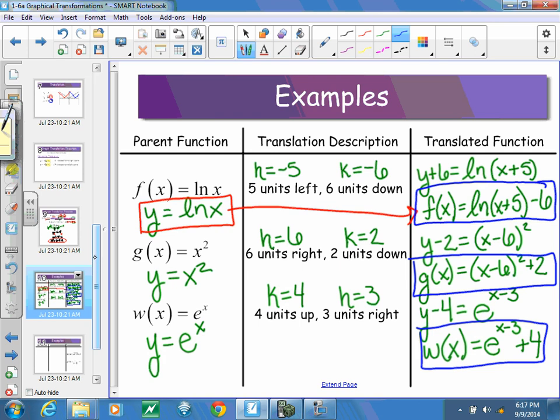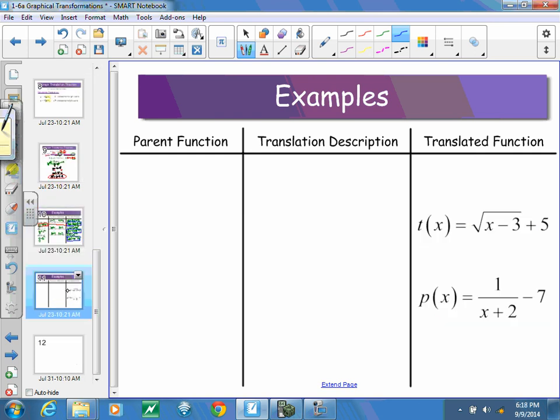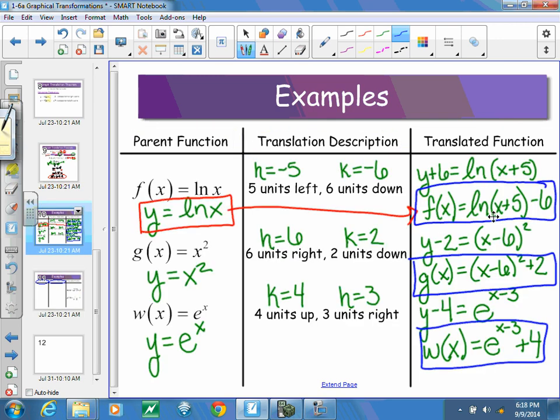What I'd like you to try and do for class tomorrow is reverse this process. So I have 2 functions here, t of x and p of x. Can you distinguish what the parent function is of these two functions and what's happening to that parent function? Okay, so we're working backwards. If I were starting with this function right here, hopefully I see that natural log, and I can see, okay, it's going to be the natural log of x, and then I can see with the 5 and the negative 6 what's happening: I'm going 5 units to the left and 6 units down.